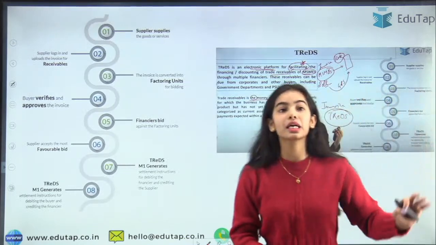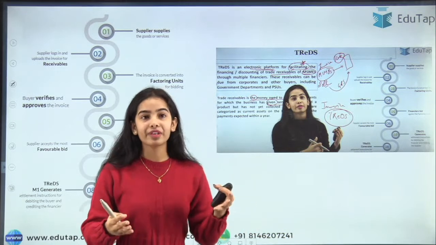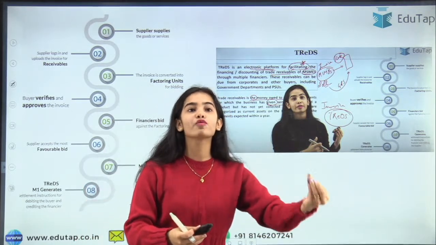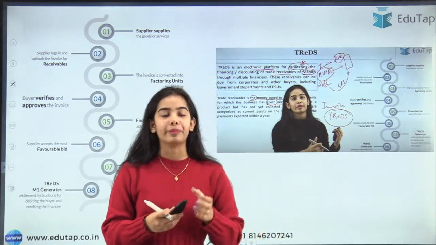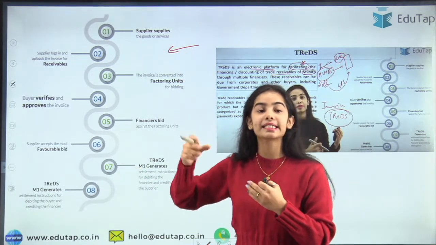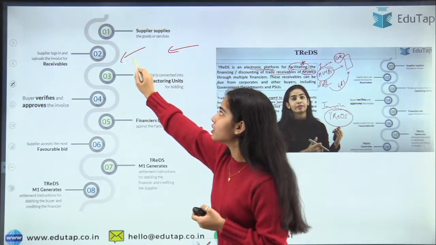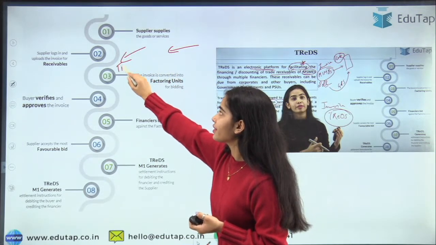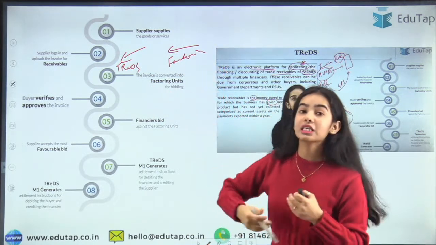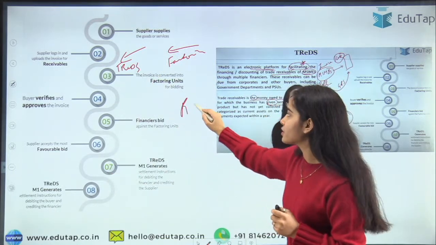We have already discussed the TReDS very well, what is TReDS. It is a platform where the sellers are coming and they are selling their invoices, okay, for the money, or the buyers can come and they can sell the invoice and they can send the money to the supplier through this. So when the supplier is coming and giving the invoice on the TReDS platform, it is known as factoring. But if the buyer is coming and giving the invoice in the TReDS platform, it is called reverse factoring.